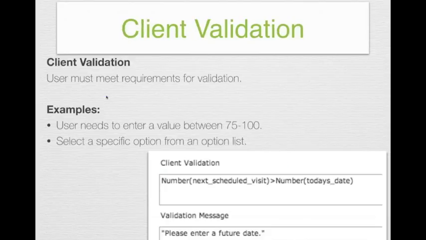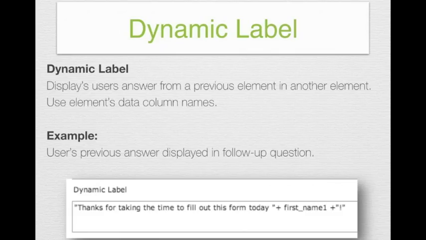Here's a quick example of how that was set up. The one thing I want to point out here is that for the validation message, you do have to have quotes around it. That's something most people forget once they've done the hard part with the client validation code, and they forget that they have to have the quotes around the validation message. So I always want to point that out. And with the dynamic label, you also will use quotes any time it's free text.